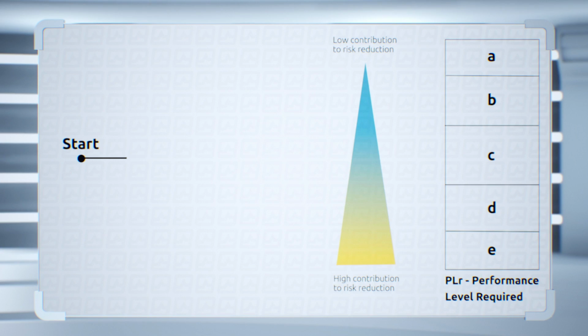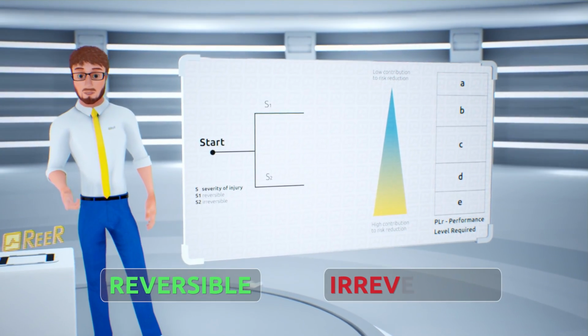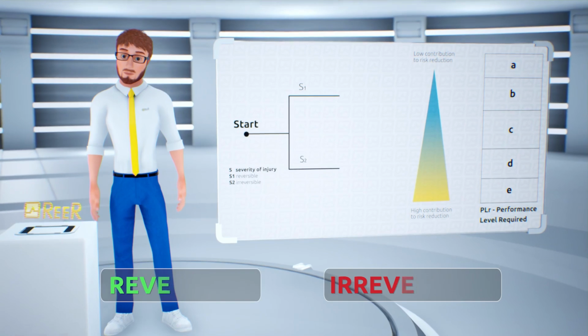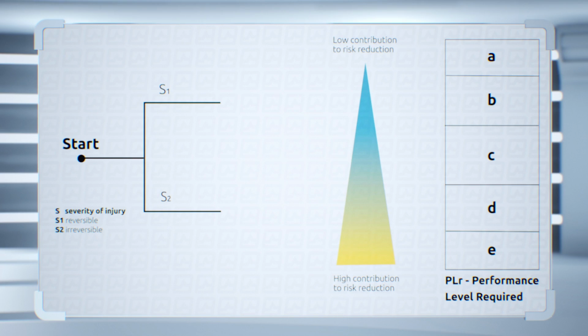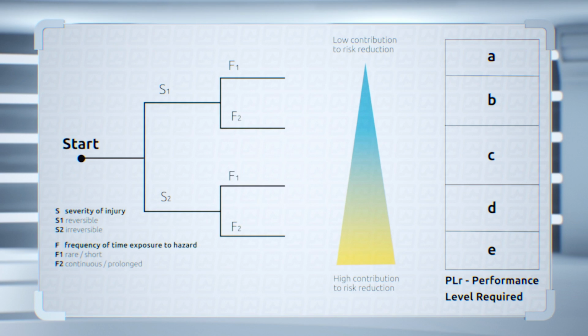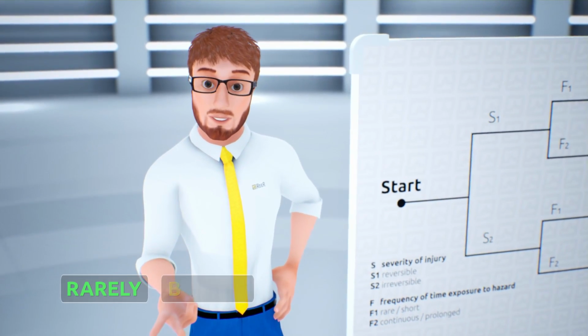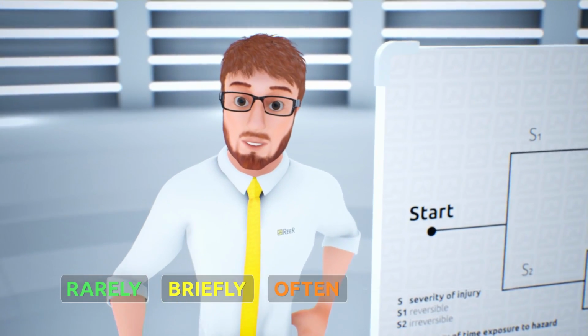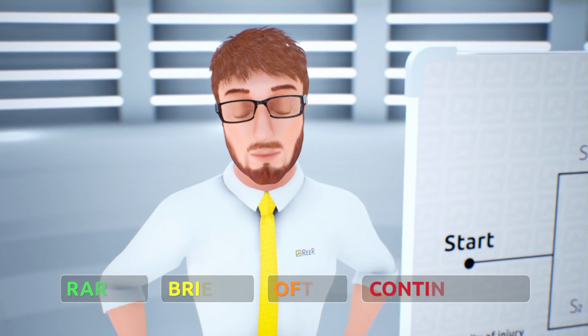1. What is the severity of the injury for the operator? Would the injury be reversible or irreversible? 2. What is the frequency of exposure of the operator to the danger? Rarely, briefly, often or continuously for long periods of time?